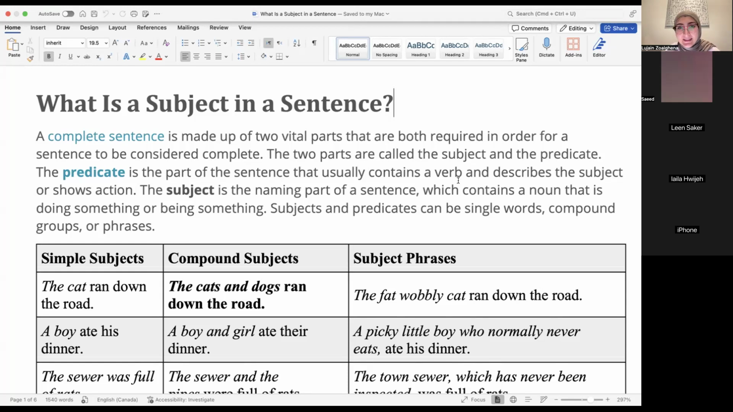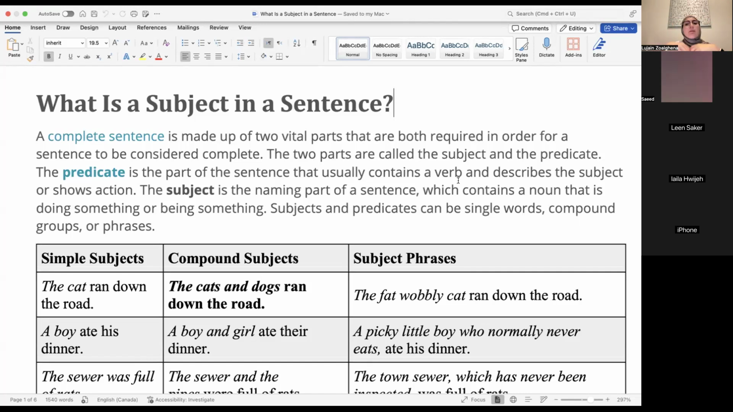Subjects and predicates can be single words, compound groups, or phrases. So a complete sentence has two very important parts, and they're both required so we can consider the sentence to be complete. They are the subject and the predicate. What is the predicate? What does it contain? It contains a verb and describes the subject or shows action, right?